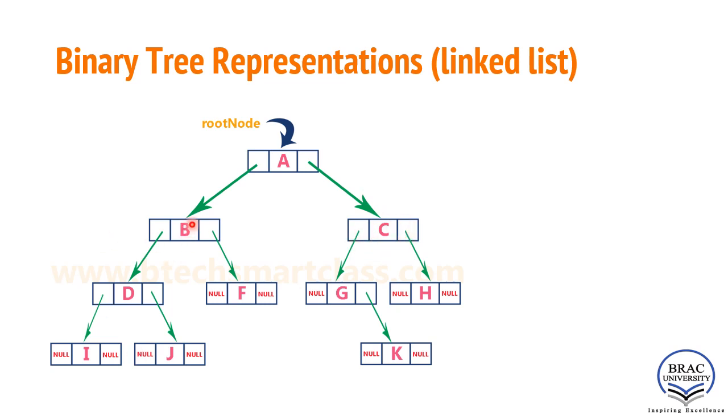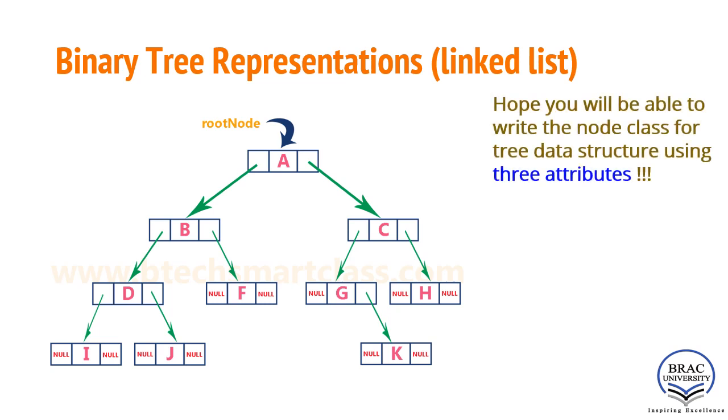For the same term, for this node or this subtree, this part represents the link of the left node of B node, and this part represents the address of the right node of B root node, and so on.